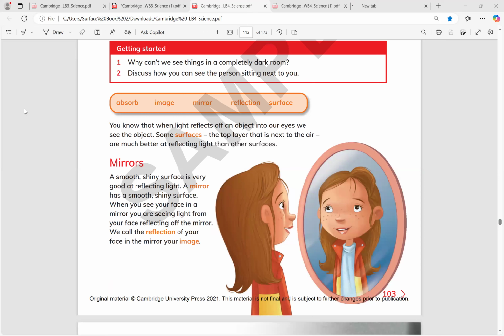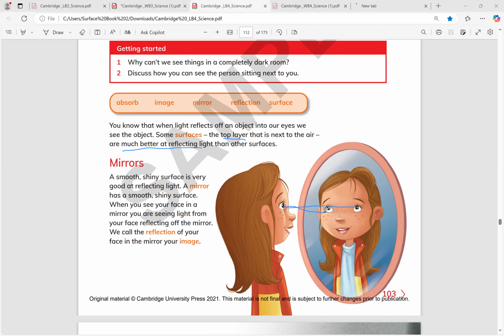All right. We know that light reflects off an object. We see the object. However, some surfaces, the top layer, right, are much better at reflecting light than others. So, a mirror is a really good way to reflect light because it has a smooth, shiny surface. As you can see, you are basically looking at a mirrored version of yourself. Yeah. So that is what a mirrored version of yourself would look like.